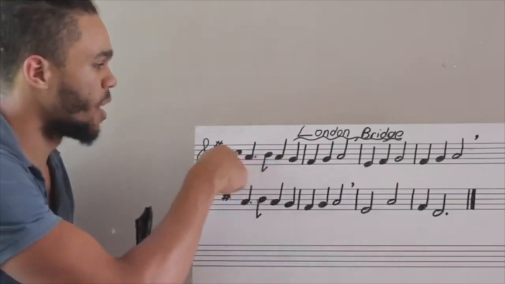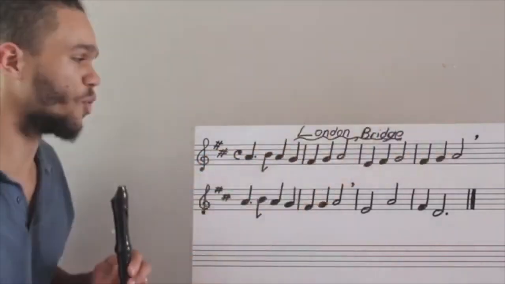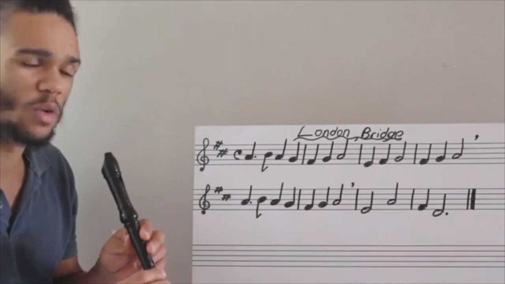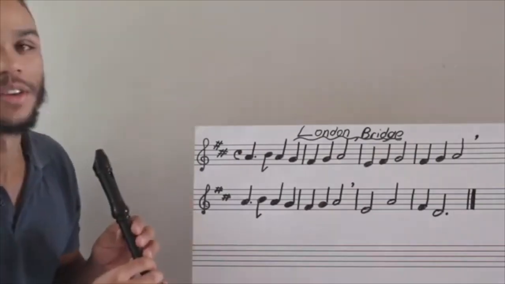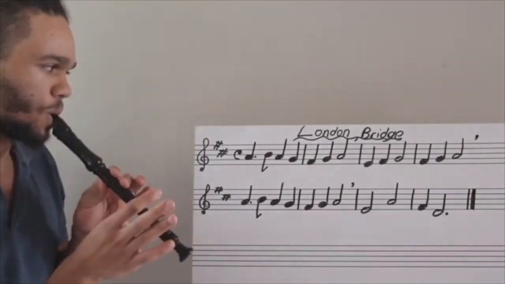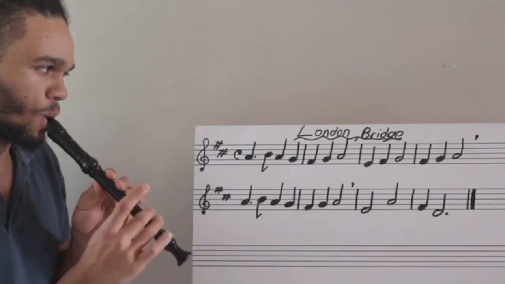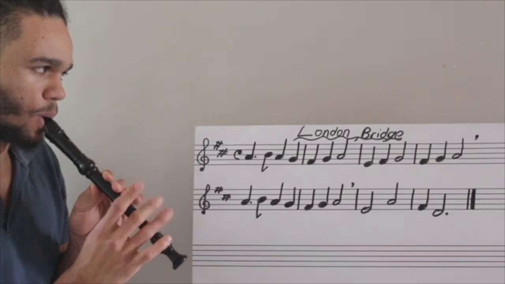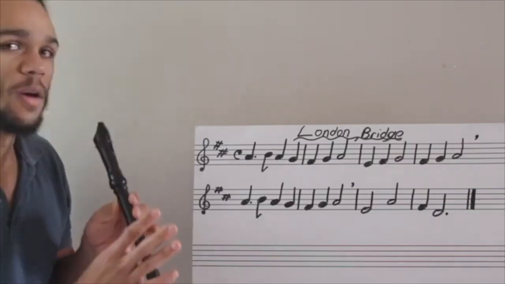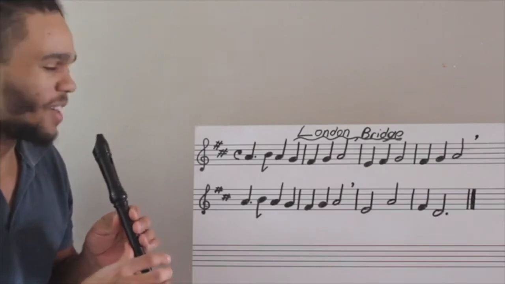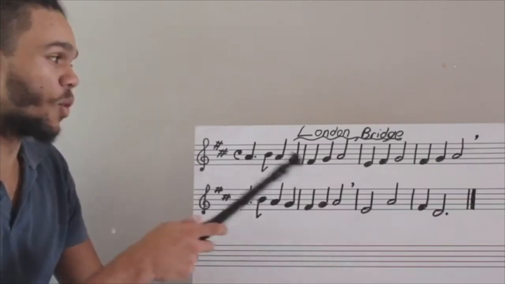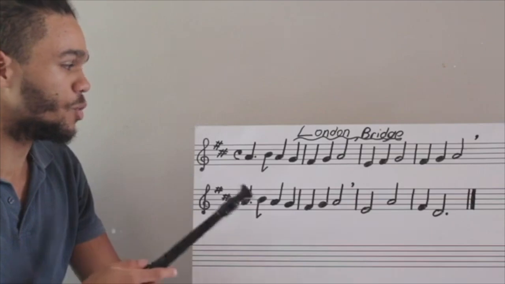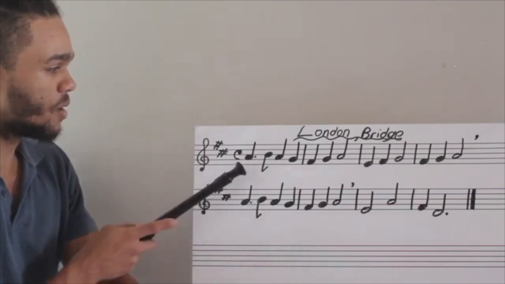Let's try bar number 1 all the way up until bar number 4. Line number 1. Nice and slow, then we'll go a bit quicker. 1, 2, 3, go. Alright, is that hard? Let's try it again. I want you to play line number 1. 1, 2, 3, let's go.